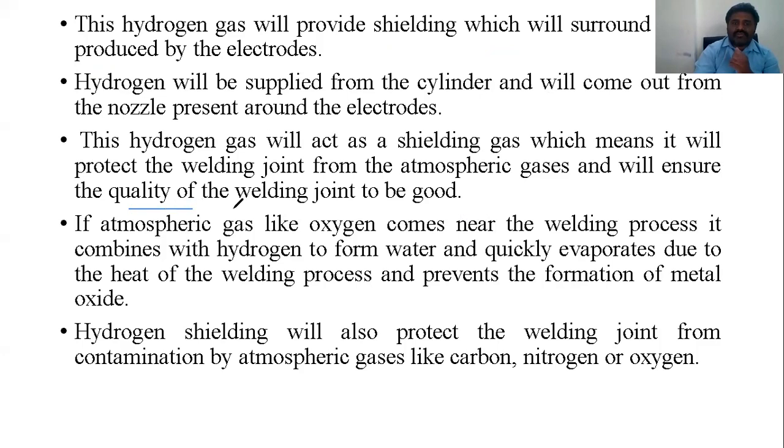In this process, the quality of the welding joint has to be good. Atmospheric gas like oxygen comes into contact with the weld pool during the welding process and combines with hydrogen. When oxygen is combined with hydrogen, it forms water, which is quickly evaporated due to the heat of the welding process, and this prevents the formation of metal oxide. So this will protect from the atmospheric air, from the carbon, nitrogen, and oxygen I just mentioned.